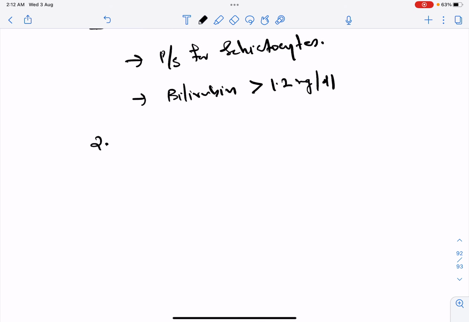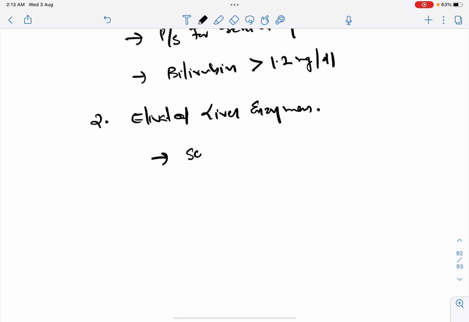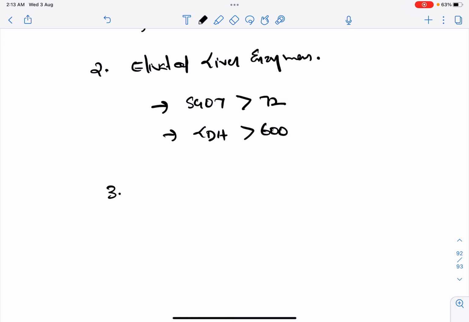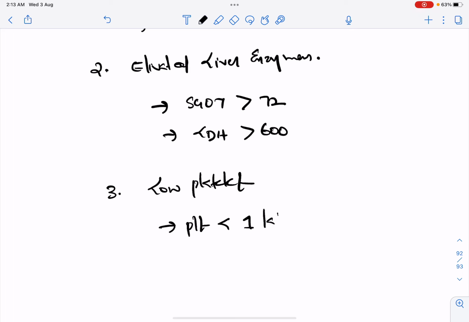Second is EL, that is elevated liver enzymes. The SGOT will be more than 72, and the LDH will be more than 600 units. And the last, LP, is low platelet. So the platelet count will be less than 1 lakh.